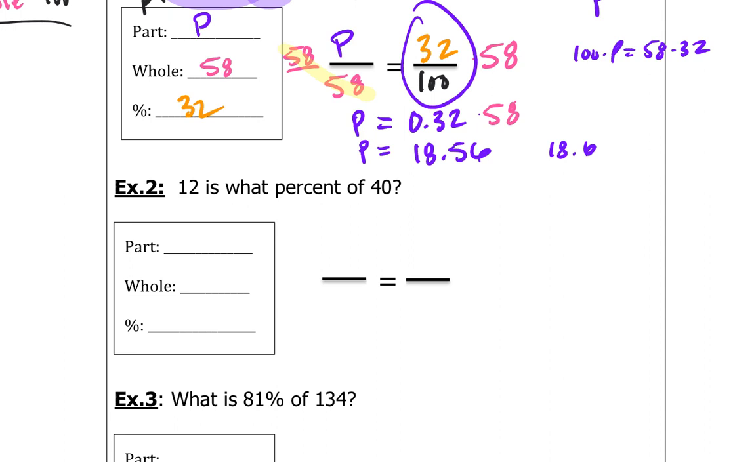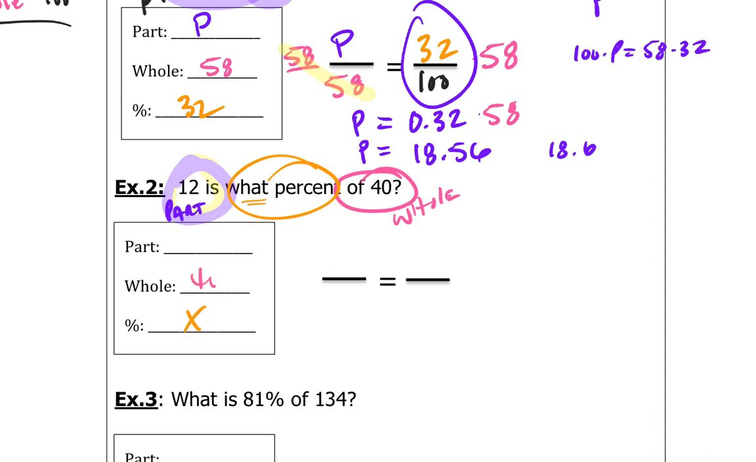We're going to identify what we have. Again, we're going to circle things. We're going to say "is" is always attached to the part. Well, there it is. It's attached to the part right there. Okay, so that's the part. We're going to say the "of" is always attached to the whole. There it is. This is our whole. And when we're looking for the percent, oh, look, we don't know what the percent is. That's what the word "what" is. So we don't know that. We're going to put an X there. We know the whole is 40, and we know the part is 12.